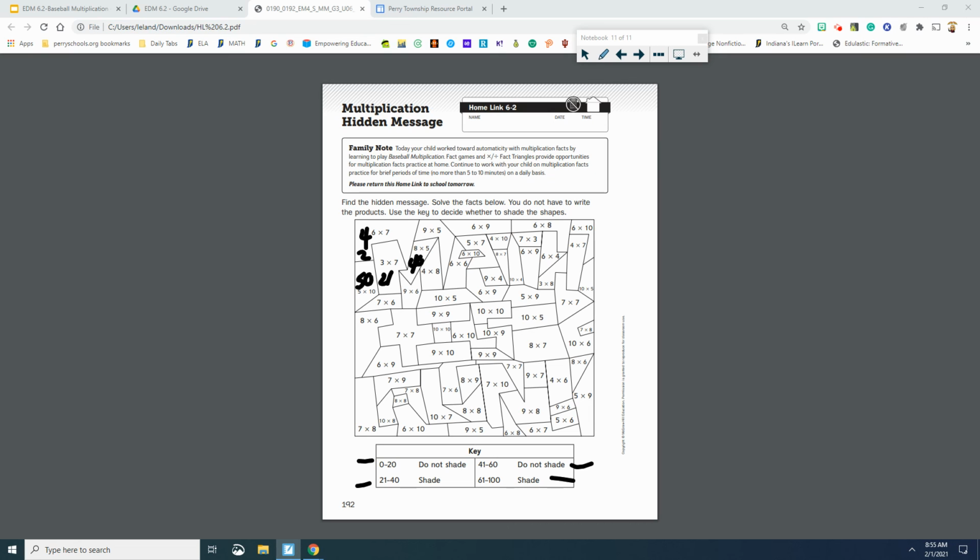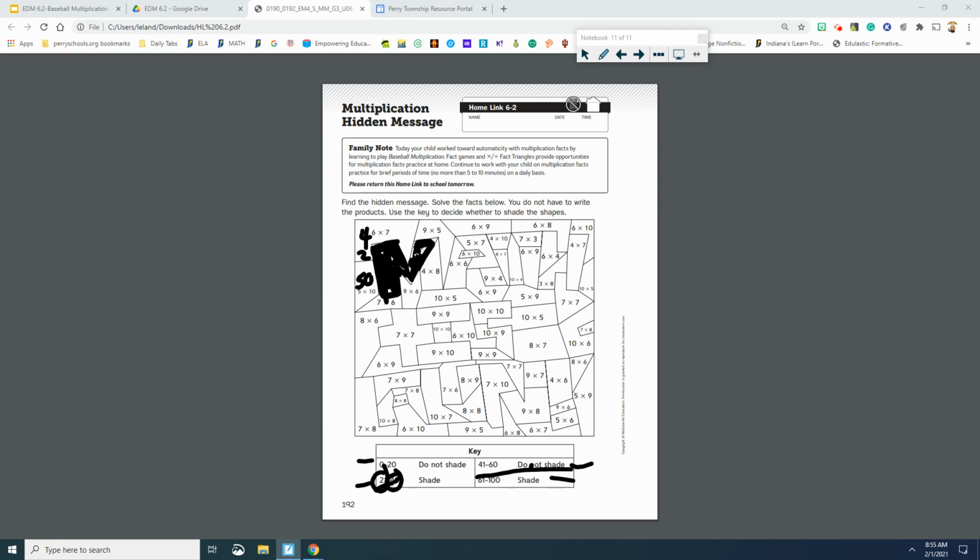So 42 falls in this category right here, 41 to 60, so I'm not going to shade it. 50 is in the same category, I'm not going to shade it. 21 is right here, so I'm going to shade this one in. You can shade it with whatever color you want. If you want to switch your colors and have fun with it, you can do that. And then 40 falls right here, so we're going to shade in this number as well.